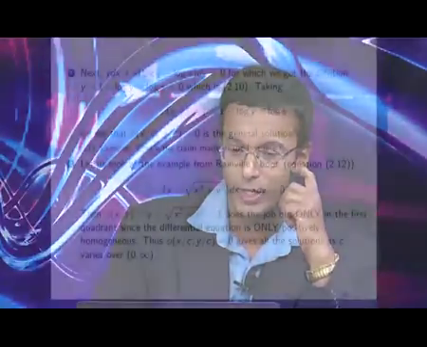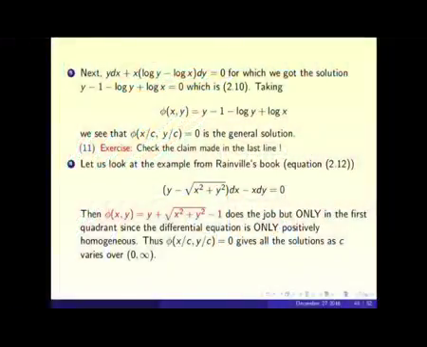y minus square root of x squared plus y squared dx minus x dy equal to 0. We got a solution, phi of x, y equals y plus square root of x squared plus y squared minus 1, but only in the first quadrant, since the differential equation is only positively homogeneous.